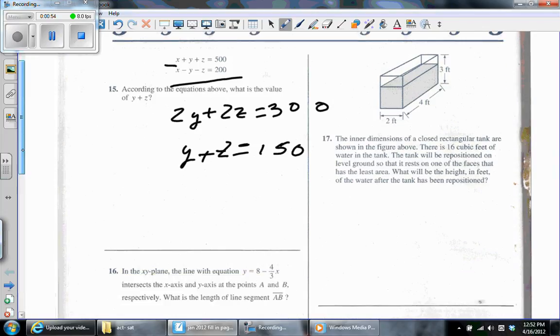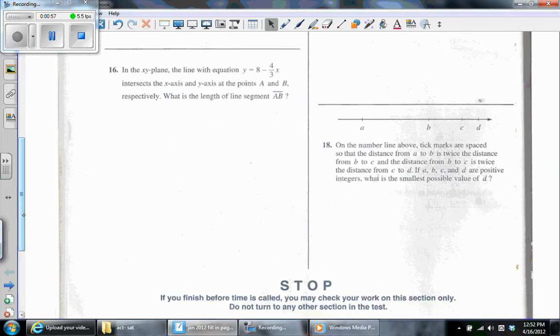Okay. So, let's move down. Alright, here it says on the xy coordinate plane, the equation is y equals 8 minus 4 thirds x. That intersects the x and y axes. So we're going to draw brief axes right here, and we're going to draw a line that comes down this way. Now I know the line starts up here because the b value is 8. So that means that this value right here is 8, or this distance is 8.